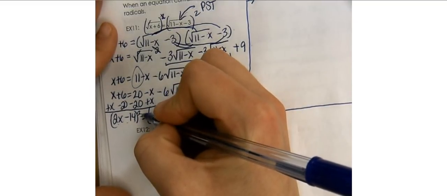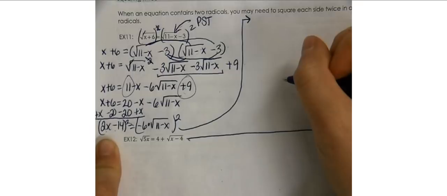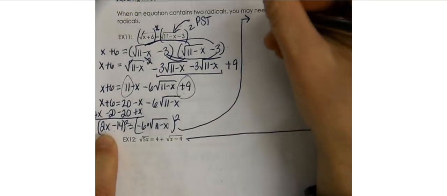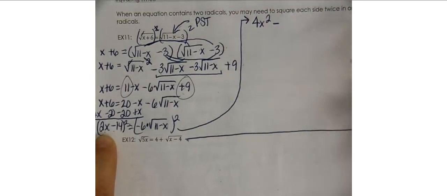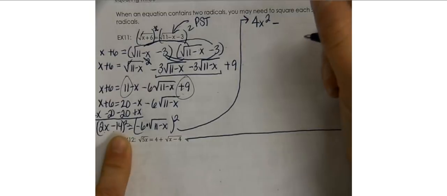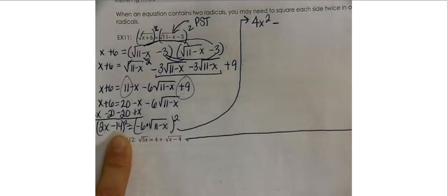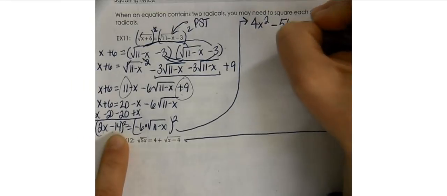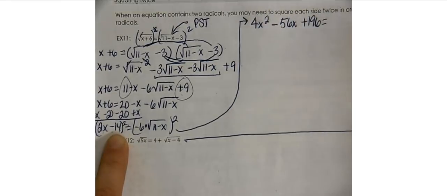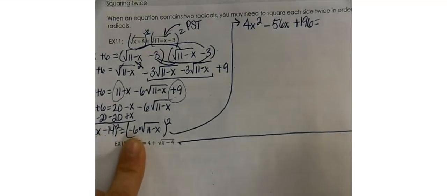So 2x minus 14 squared, that's going to turn into a perfect square trinomial. So what that's going to be is I'm going to use my pattern like I did up in our warm-up. 2x squared is going to be 4x squared. Minus, because that's the sign in between. 2 times 14, that's 28. 28 plus 28 is 56. So that's minus 56x. And then 14 times 14, that is 196. So plus 196. This is equal to, I'm going to square each piece.